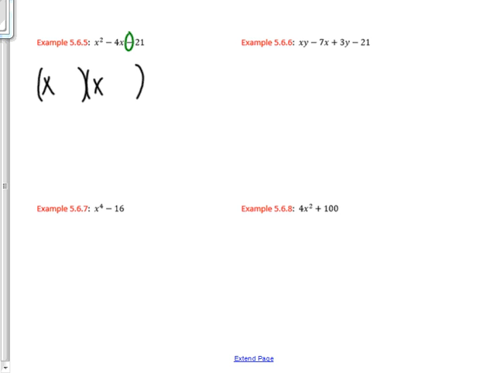What multiplies for 21 and subtracts for 4? Well, the only options for 21 are 1 and 21, and 3 and 7. And 3 and 7 are what I'm going to use. And if I circle a minus, they get opposite. So to get a minus for 7, we'll get the minus, and 3 will get the positive.